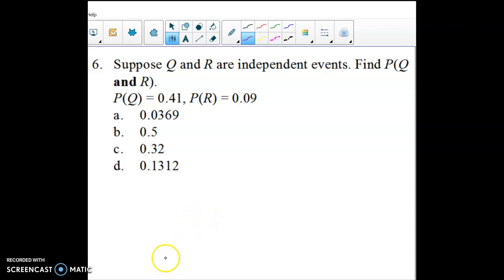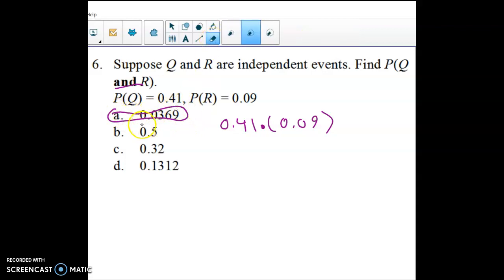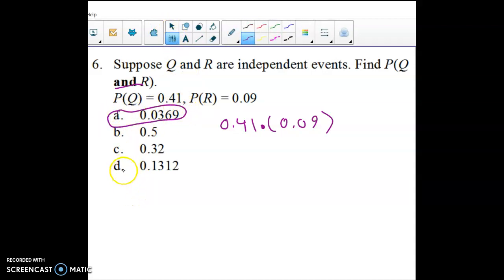Okay, pause the video, give this a shot. Okay, so if it's and, you just multiply them together. So we have a 41% chance of Q happening and a 9% chance of R happening. So the chances that both of them happen, just multiply them together. All right, and you get a very small chance, right? Generally with an and, the more things you have to do, the less likely all of them happen together. So in this case, our answer is about 4%, a little more than 3%.